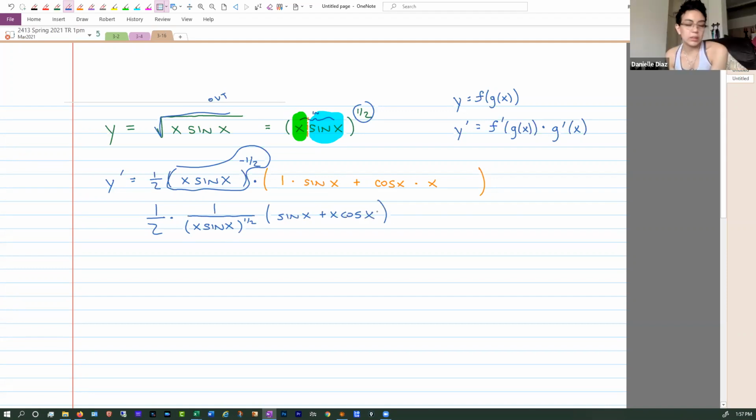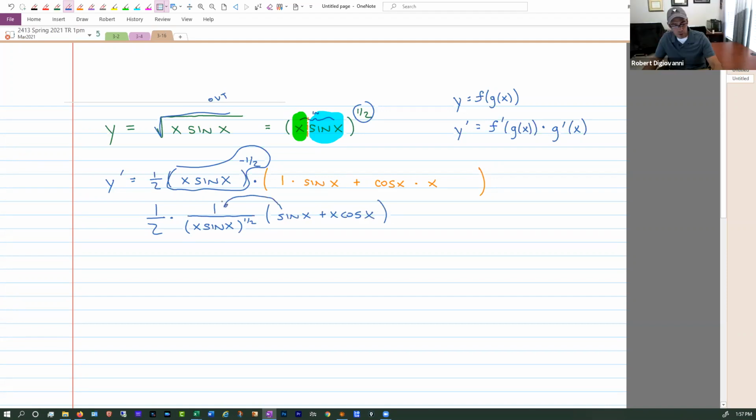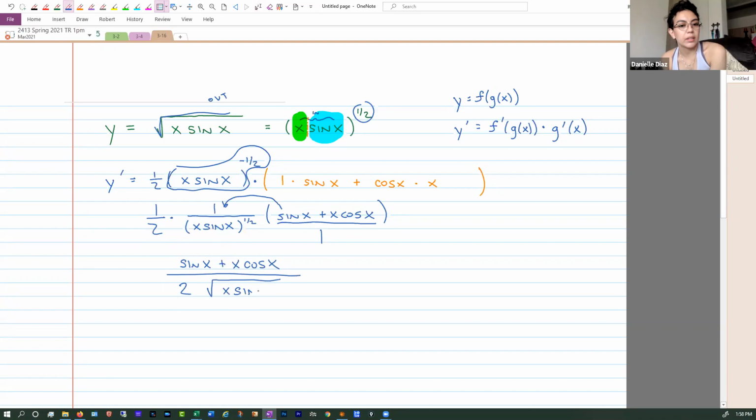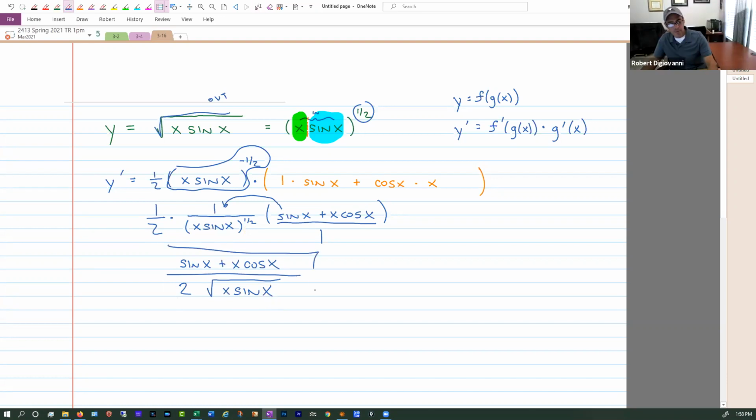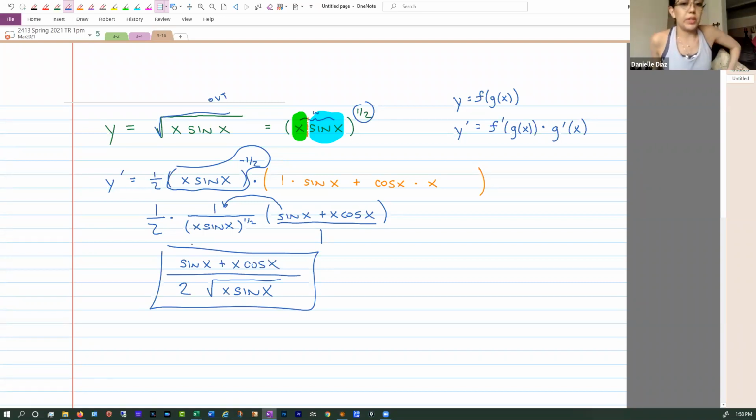Yes. Then I would slide this up to the numerator, because this is really like a fraction over 1. So I just put that up on top. And on the bottom, I have a 2. And then this right here really means the square root of x sine x. That would be a very nice cleaned up version of the answer. Okay, I just wanted to be sure I'm thinking of that correctly. Yep. Okay, cool.